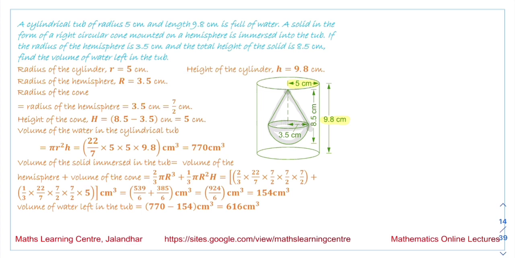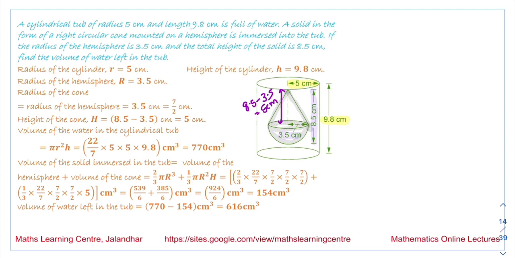The radius of the hemisphere is given to be 3.5 centimeter, and the total height of this solid is given to be 8.5 centimeter. It means the height of this cone is 8.5 minus 3.5, which is equal to 5 centimeters.